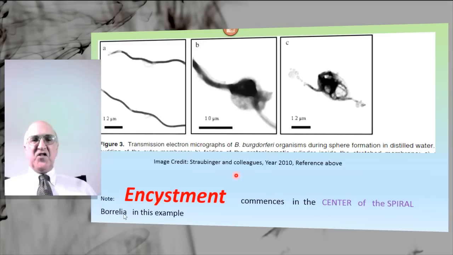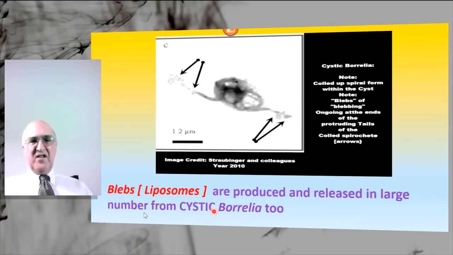So encystment, or the formation of cysts, transforms the spiral Borrelia into a rounded cystic form, a round body. It commences in the center of the spiral. Here it is in the center. It continues to round up, and the spirochete coils up on itself and pulls itself in, and the last to enter the cyst are the tail structures, and here they are. And this is an example of encystment, cyst formation.